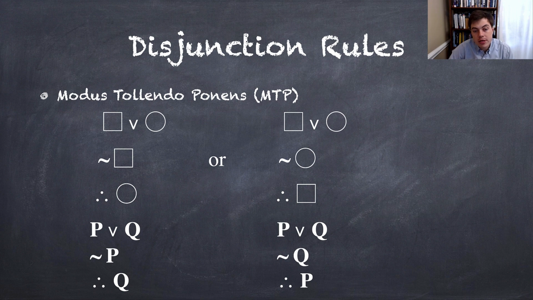Likewise, MTP can be run, this is the same rule, just applied to the cases when you have the negation of the right-hand disjunct. So if you have box or circle, and you have not box alone on a line, then you can conclude circle. Or if you have P or Q, and you've been given not Q, you can conclude that P.